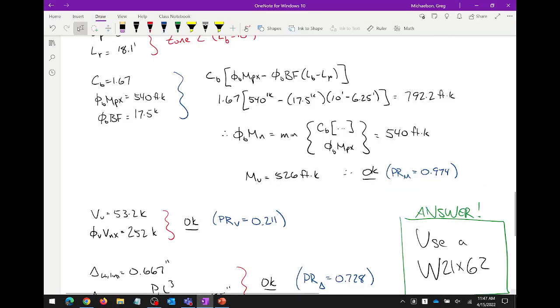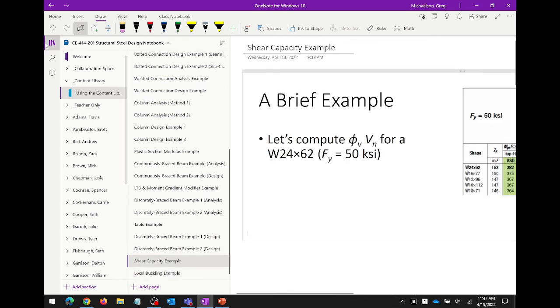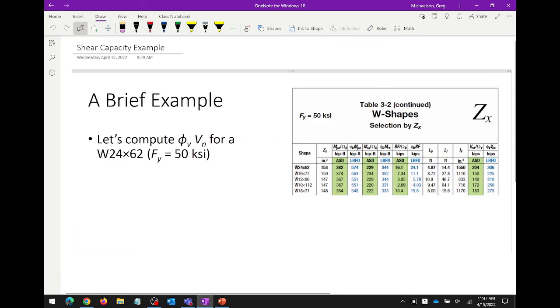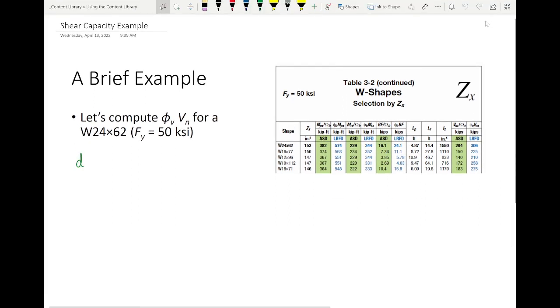All right, well, we'll go to the notebook. Can somebody tell me what is the d value and the tw value for a W24x62?